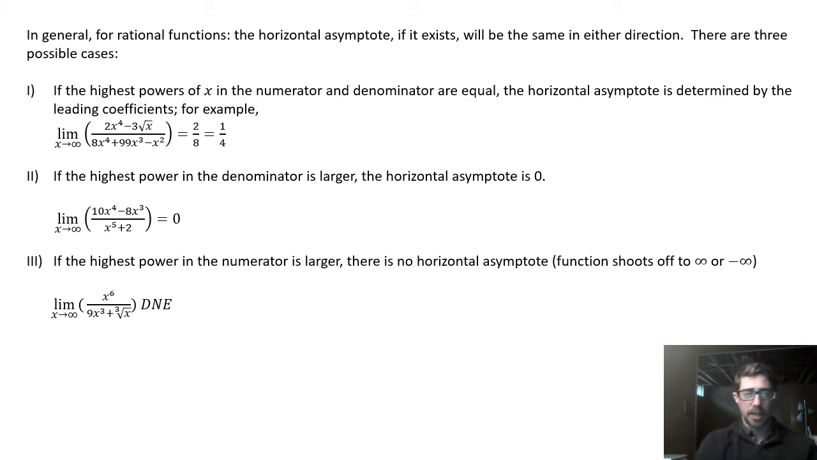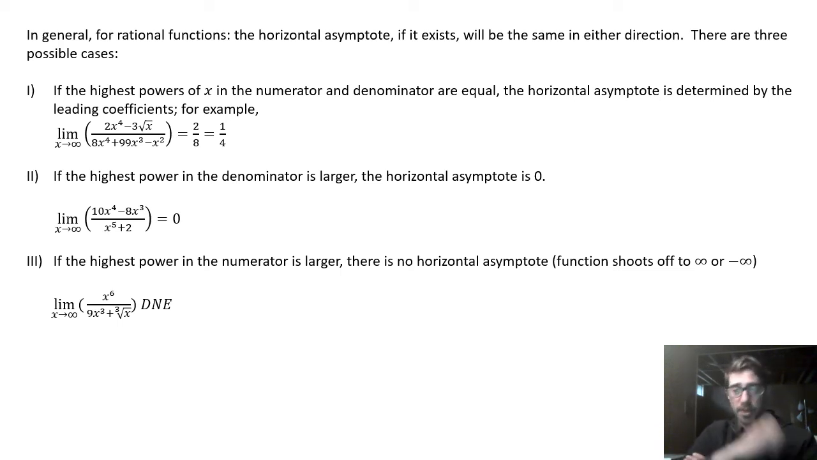And then the third case, the only other case, is if the numerator has the bigger power. And if that's the case, the opposite happens. The numerator wins and the function either gets really, really big or it gets really, really big negative, and this stuff just doesn't apply. So you could either say the limit does not exist or just that there is no horizontal asymptote.